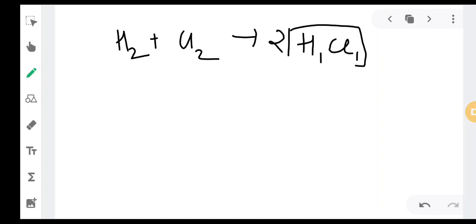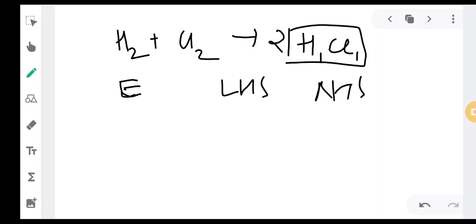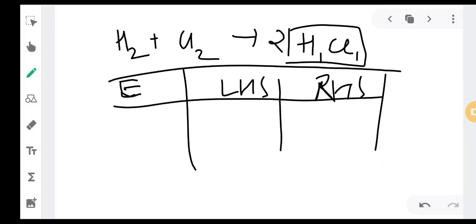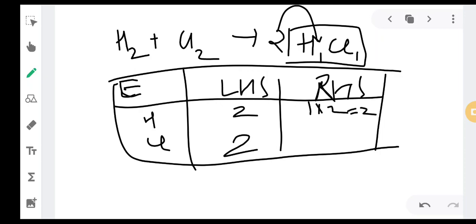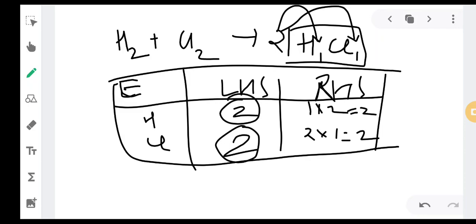H1Cl1. Okay, so how many atoms are there present on the left hand side? Suppose these are the elements, LHS and RHS. So just a rough, I will teach you all. Which are the elements? H and Cl. On the left hand side hydrogen are 2, chlorine are 2. On the right hand side hydrogen is how much? 2 into 1 is equal to 2. So are all the atoms balanced?